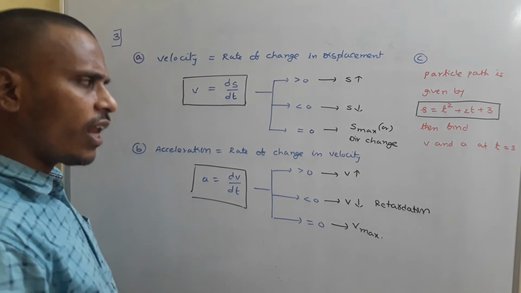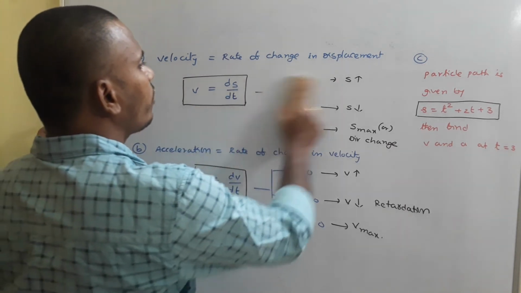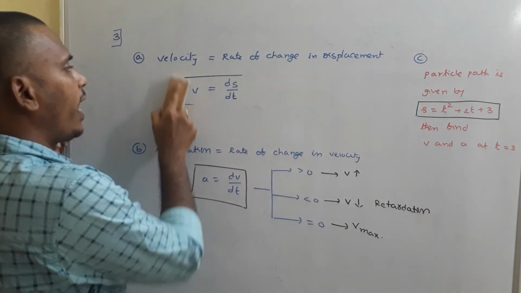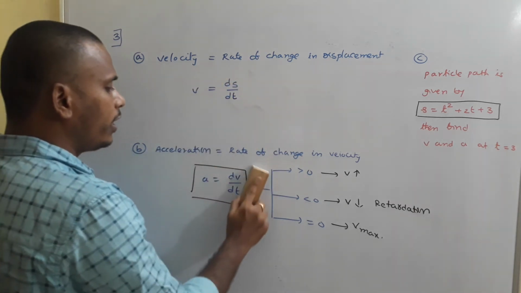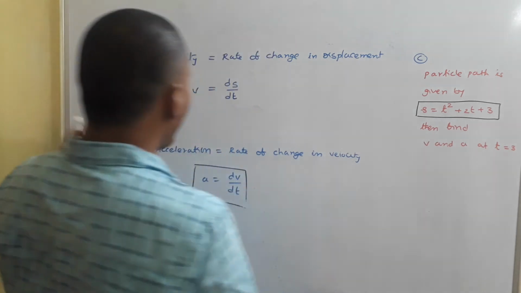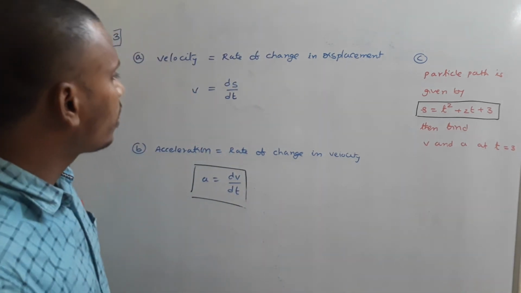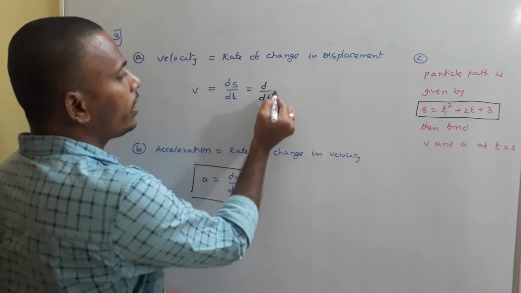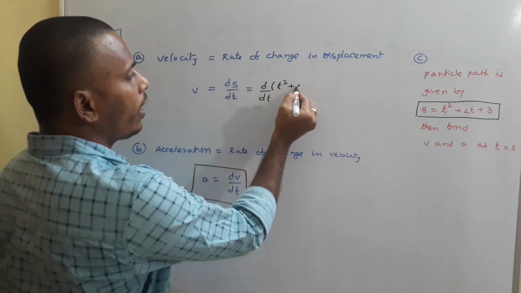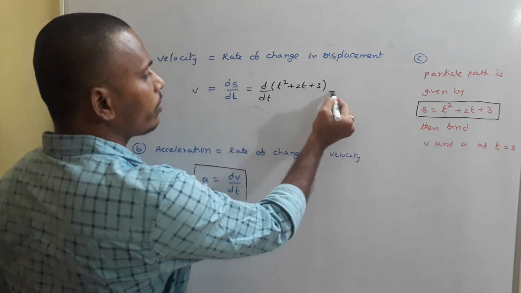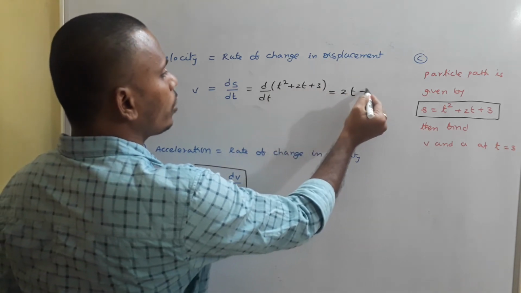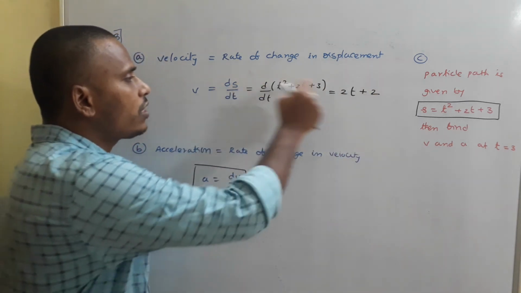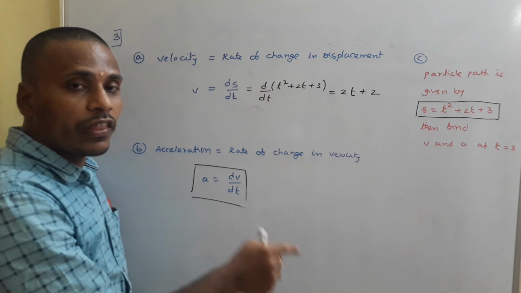First of all, we need to find velocity as well as the acceleration. We have the rule that velocity is equal to ds by dt, and acceleration is equal to dv by dt. We need to use these two. As velocity is ds by dt, the rate of change in displacement with respect to time, d by dt of s is simply t^2 + 2t + 3. The derivative of t^2 is 2t, the derivative of 2t is 2, and for 3 it is 0. So velocity is 2t + 2, depending on the value of t.